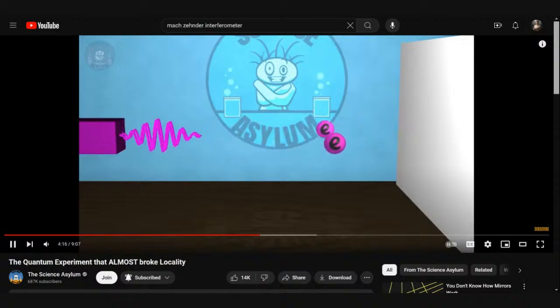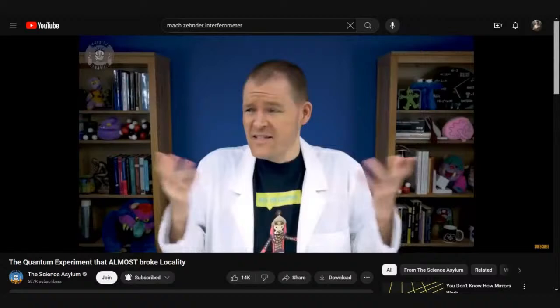Together, they should still be in phase. And that's exactly what happens when we do the experiment. We get a pattern on a detection screen that is consistent with two waves in phase. Two waves in phase. What do you mean two waves in phase? This is two waves in an interference pattern.